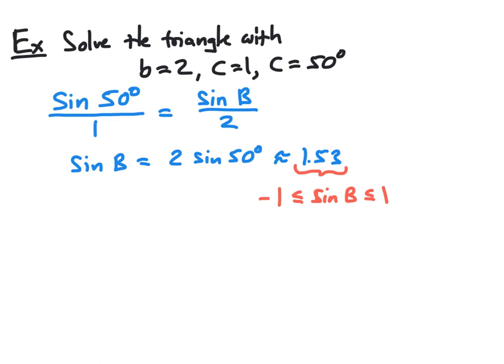And if we get a value like here, where this number is bigger than 1, then this is an indication that there is no angle B that works with our given situation. And so if we ever get in a scenario like this where we have a sine of an angle being bigger than 1, the conclusion is that there is no triangle possible with this given information. The sides B and C are just simply too short to meet up at another angle.